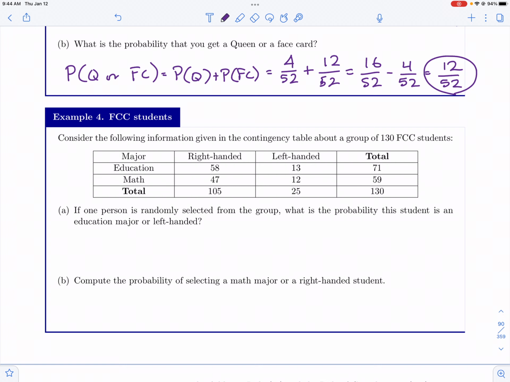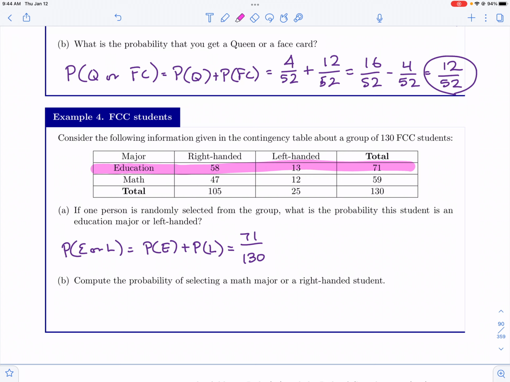So we're looking to see, if one person is randomly selected from the group, what's the probability the student is an education major or left-handed. What we're interested in is whether they're an education major, so we're looking along this row. Let me write this out: ed or left. This is going to be the probability of education plus the probability of left-handed. It looks like we have 71 education majors total, so we're going to get 71 out of 130 as the probability of an education major.